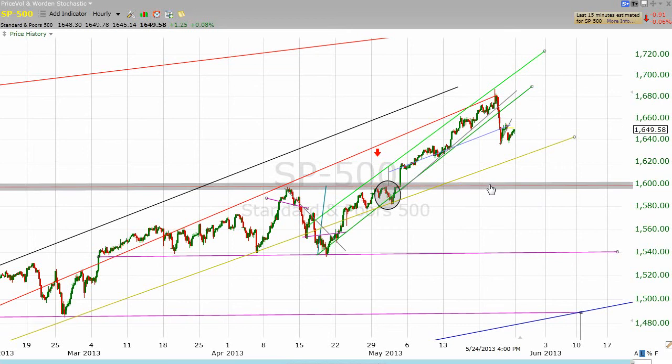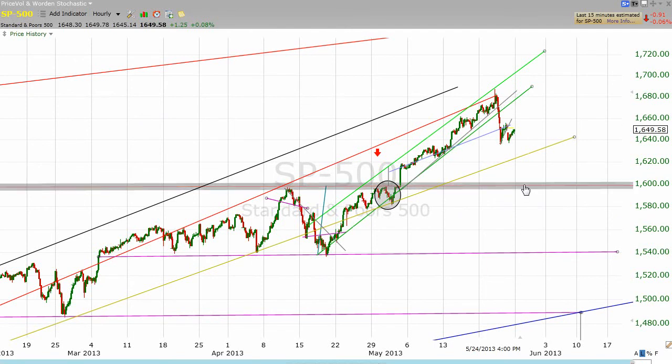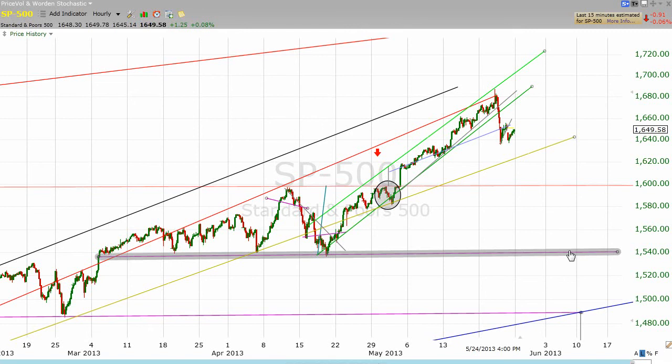But this was really the line that once it broke, and by the way, this is that long-term tops line drawn over the 2000 and 2007 S&P 500 market tops. Once that broke back here in early May, I think that was a legitimate break over this line. So I would look to this line and say, I would suspect a bounce here. If for some reason there is not, then we've got another level down here right around 1540.